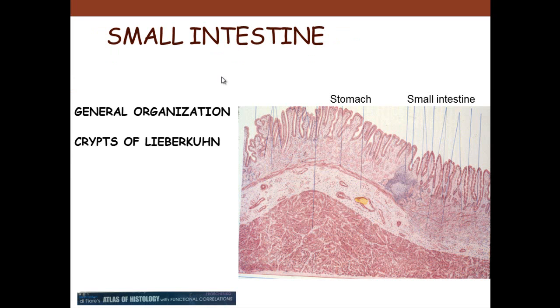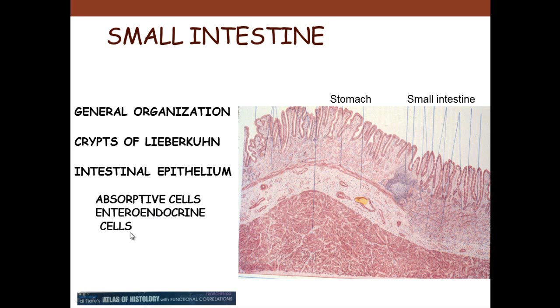Now, the small intestine organization: again, here's the stomach, here's the small intestines. These have gastric pits that we see there. In contrast, small intestines have these crypts of Lieberkühn. So these are the intestinal glands that project down here that correspond to the pits. The epithelium is also a little different in here. You have absorptive cells, where you did not have those in the stomach.